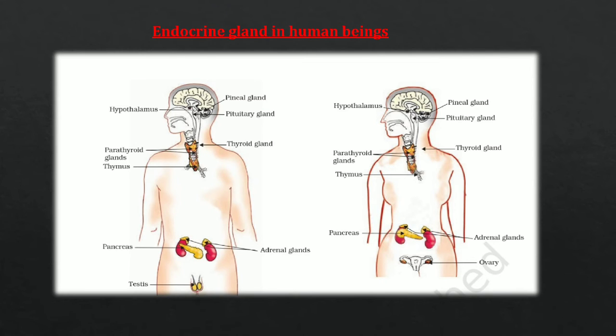In the front of the neck there is the thyroid gland, and below the thyroid gland there is the thymus gland, and there is the pancreas, which acts as an endocrine as well as an exocrine gland. There is one pair of adrenal glands above the kidney, and there is another gland, the testes in the male and the ovary in the female. All the endocrine glands are the same in human beings, except that the testes are present in the male and the ovary in the female.